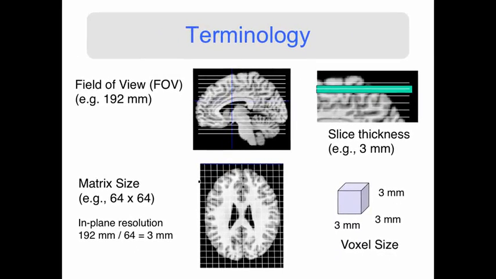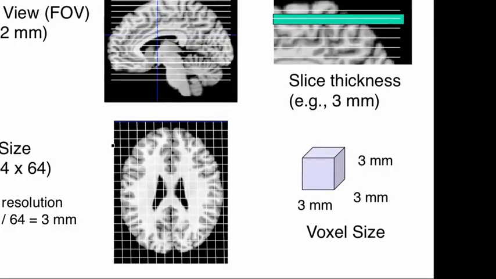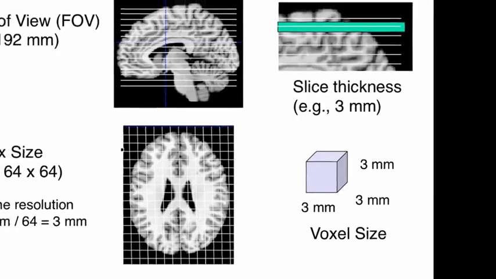We also have a resolution in the slice, and this is typically referred to as the matrix size. In this example, we say that we have a 64 by 64 image, and this means that we have 64 voxels in both the X and the Y direction. Now, if you divide the field of view by the matrix size, you get the size of the voxel. So in this case, if we have a 192 millimeter field of view and 64 voxels in that direction, then each voxel is going to be 3 millimeters. So in this little cartoon here, we have slice thickness of 3 millimeters and in-plane resolution of 3 millimeters. So our voxel size is ultimately going to be 3 by 3 by 3.